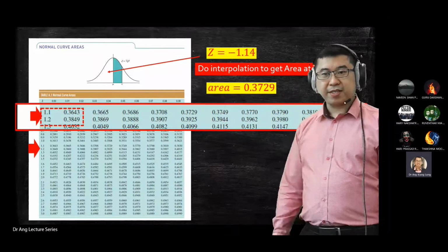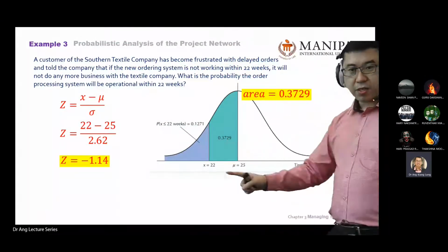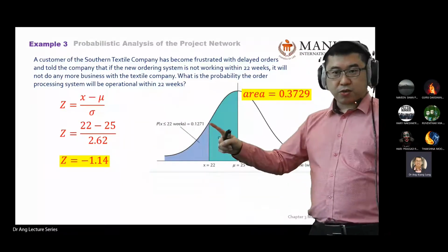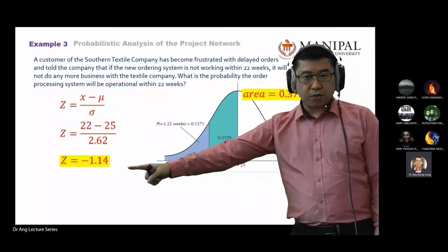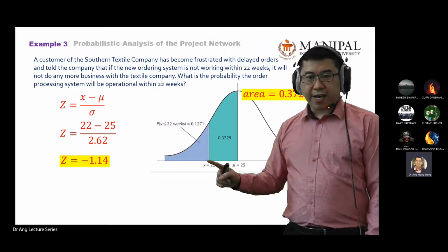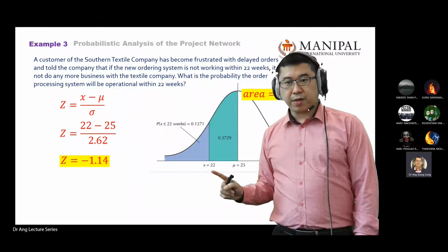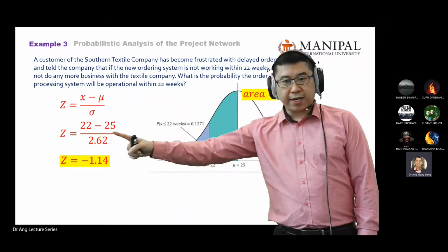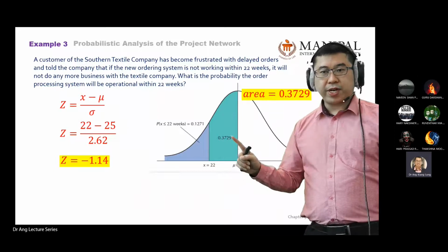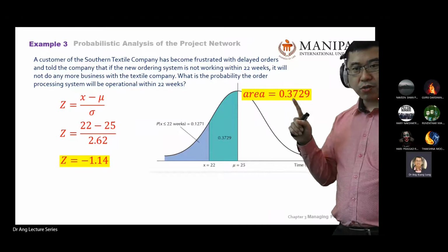You get the area. Next step is to draw the chart. So again, draw the chart, histogram, draw the 0 axis, draw your Z axis, Z equal to minus 1.14. This is your line for your target time, or you can just write Z equal to minus 1.14 to represent your target case. So this is the area that you read from the graph, or you do interpolation just now. Your area is 0.3729.